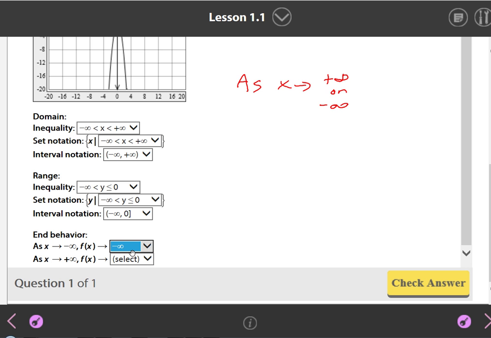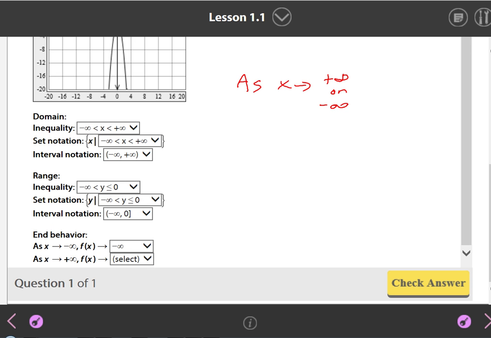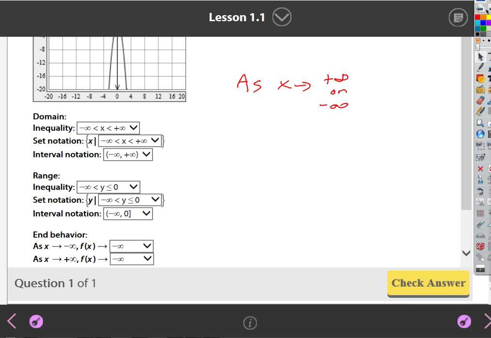It's going down, right? Okay, what about as x approaches positive infinity? Same thing, right? As the ant walks infinitely far to the right, he's also plunging infinitely far down. So, negative infinity. Okay? We got it. All right. Next issue comes up on your assignment.